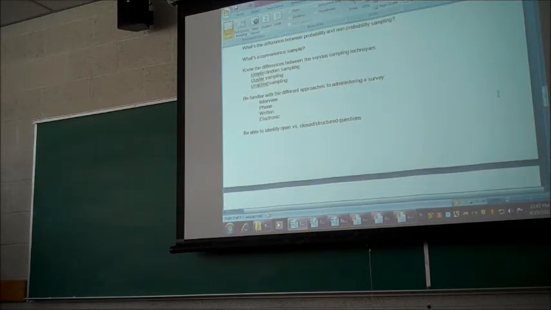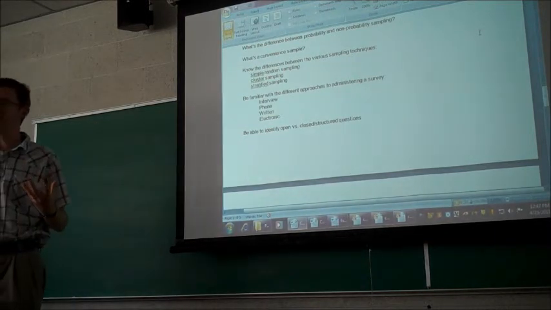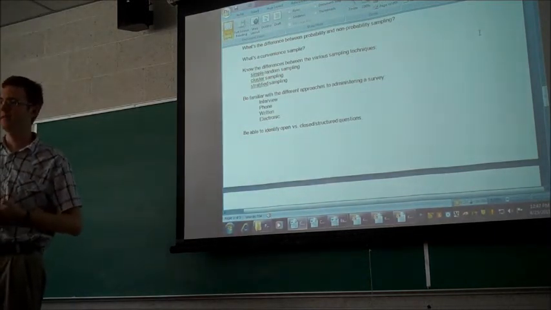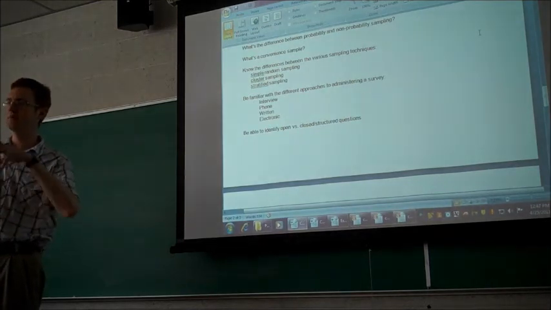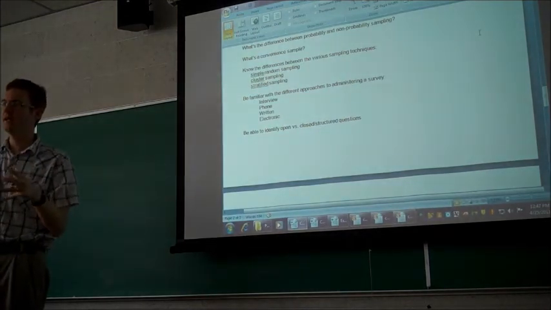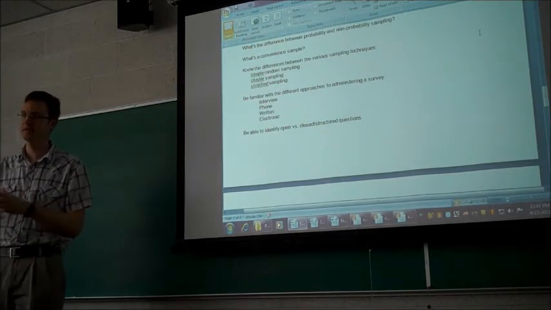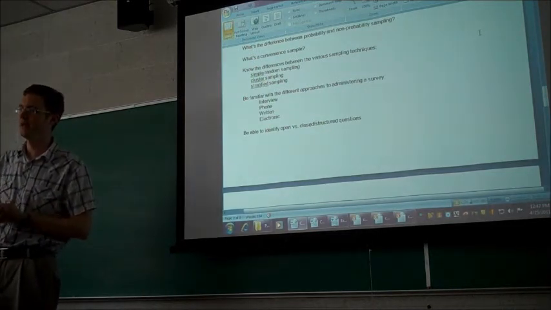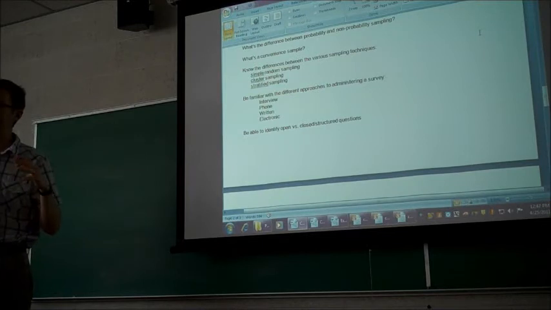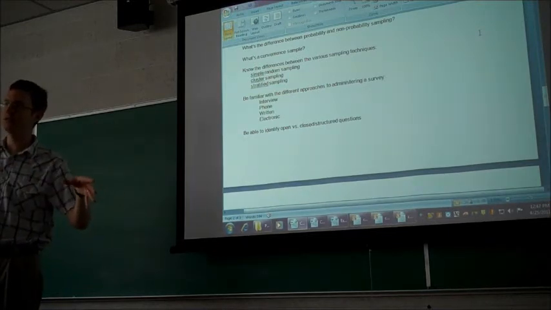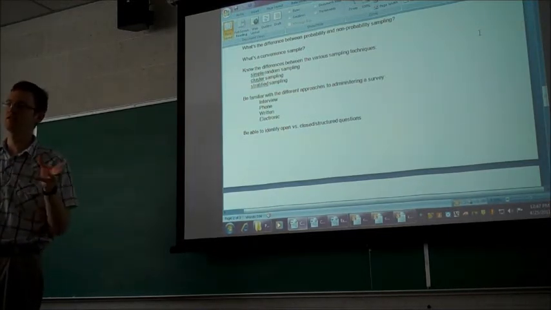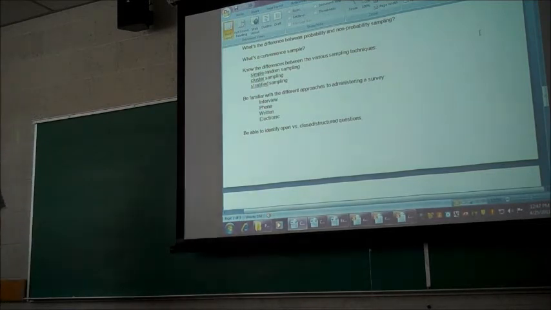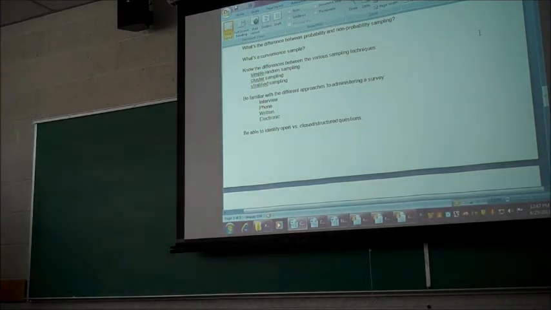Difference between probability and non-probability sampling. A non-probability sample was just like a convenience sample. With a probability sample, you're saying that there is some specific probability of being included in the sample. With the random sample, we said that everybody in the population has an equal chance of being in the sample. So just know about those different sample types: simple random sampling, cluster sampling, stratified.